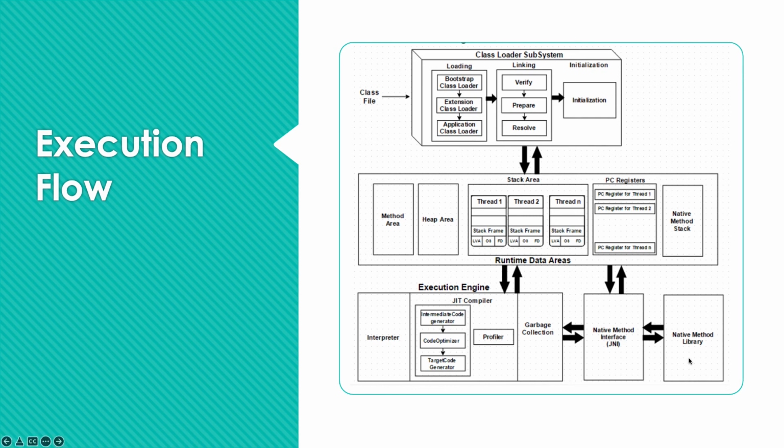Finally, we have the native method library and the native method interface. Native method libraries are nothing but libraries written in other languages, C and C++. Some features you might not be able to write in Java. You might want platform specific features, which might be available only in certain languages, for example C, C++. That's where this native method library comes in. And finally you have the JNI, which essentially loads all these method libraries for Java to actually execute them.